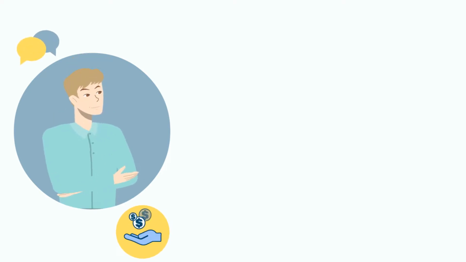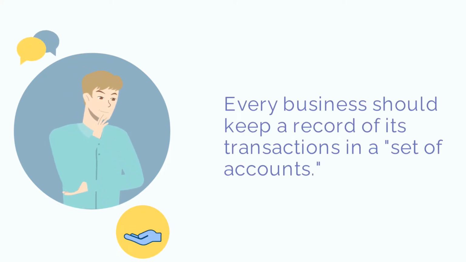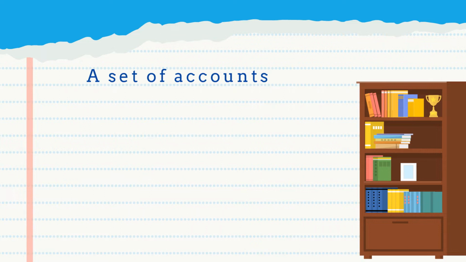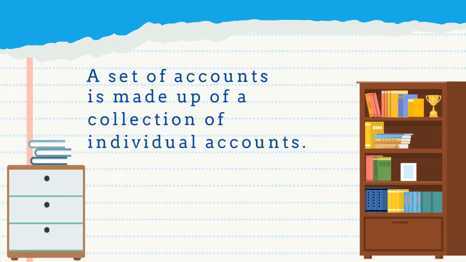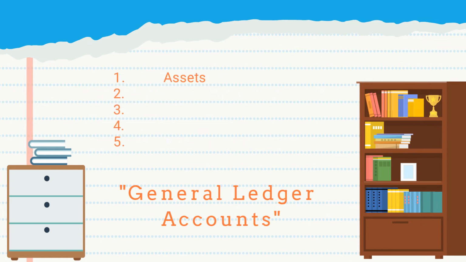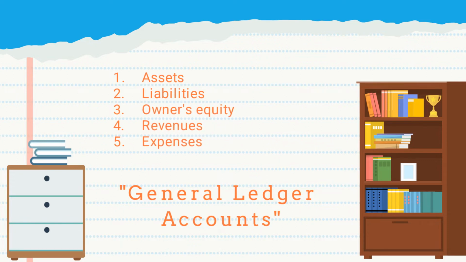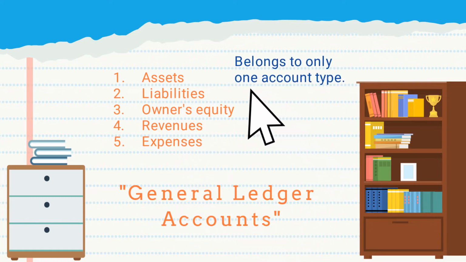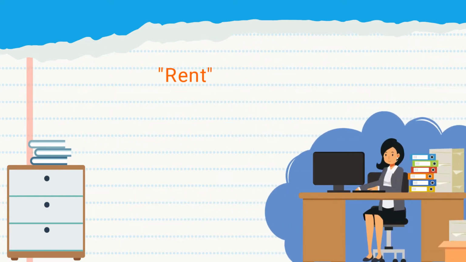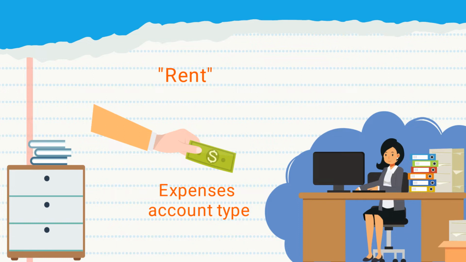In the first video in this series, we learned that every business should keep a record of its transactions in a set of accounts. We also learned that a set of accounts is made up of a collection of individual accounts called general ledger accounts, which are organized into 5 account types: assets, liabilities, owner's equity, revenues, and expenses. We also learned that each general ledger account belongs to one and only one account type. For example, a general ledger account called rent, where you record the monthly rent payments you make to lease your office, belongs in the expenses account type.